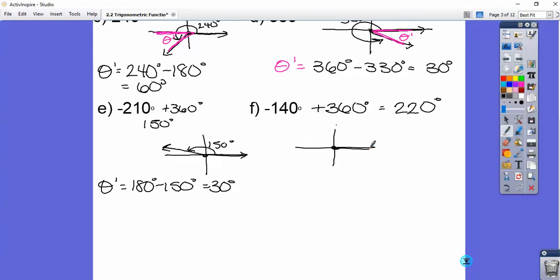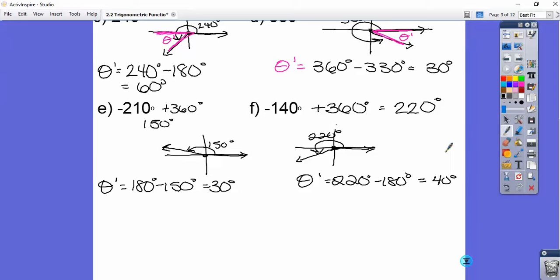So if you think about that, that's between 180 and 270. So how do I find my reference angle? 220 minus 180, which gives us 40 degrees.